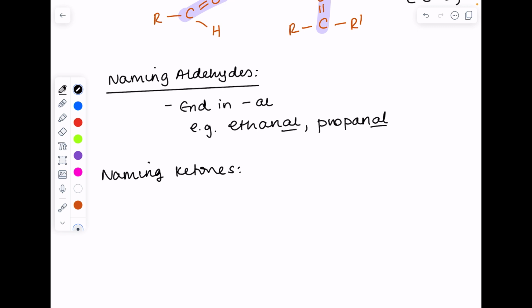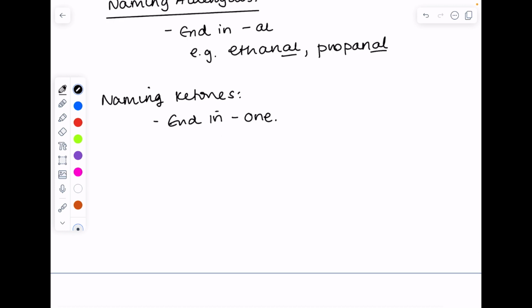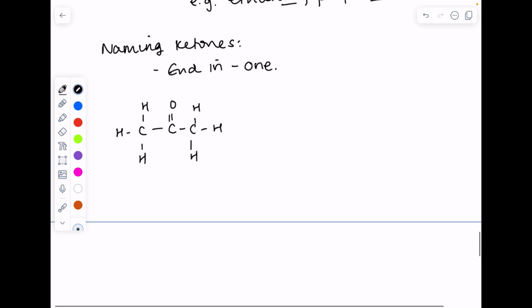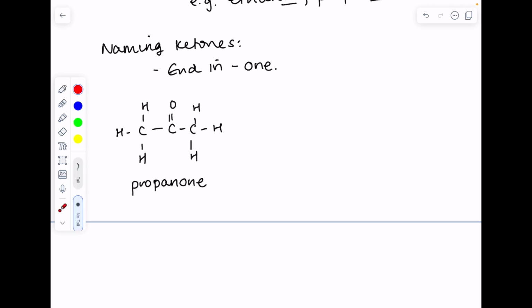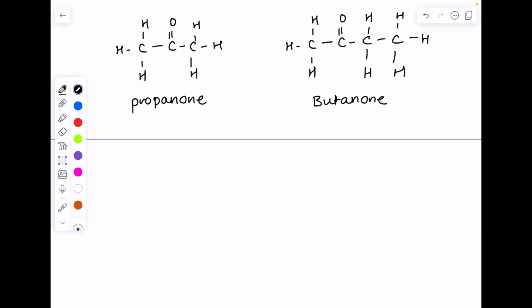How about naming ketones? Well, ketones end in -one. If we take propanone and butanone, so this is propanone due to the fact that you have 3 carbons and the carbonyl group in the middle with 2 R groups attached. What about butanone? Now, because the carbonyl group for both propanone and butanone can only be on 1 possible carbon, a number is not needed here, but as you increase the length of the carbon chain, that's when you start introducing numbers into the naming convention.